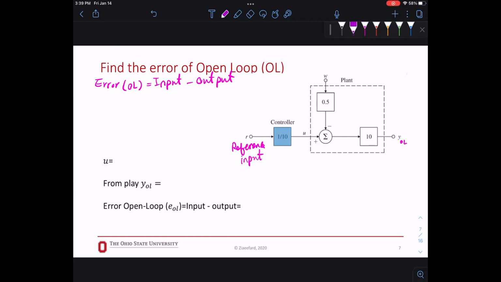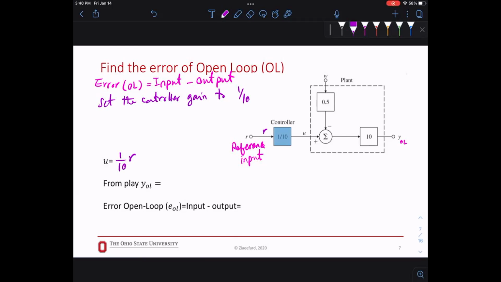So you know what the input to your plant is. So what is your U? This is signals and systems. You have R going in, and let's set the controller gain to 1/10. It's already set for you. So R is going into this and U is coming out. U is 1/10 of R, whatever reference we had, right? Our controller is descaling our input, whatever it is, by 1/10.